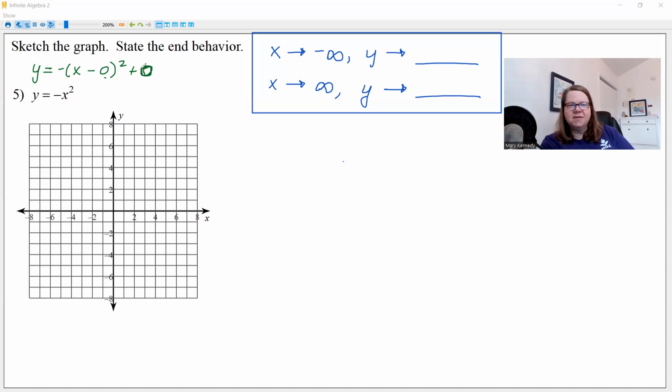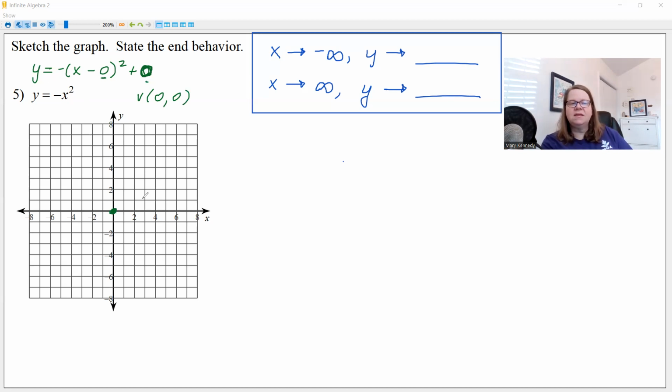And then plus 0 is the same idea. You don't add 0 to things because it's understood. If you add 0, it doesn't change it. It's not any different. So all of that to say that the vertex here is still 0, 0. There's the 0 and there's the other 0. So the vertex is 0, 0 for this function.